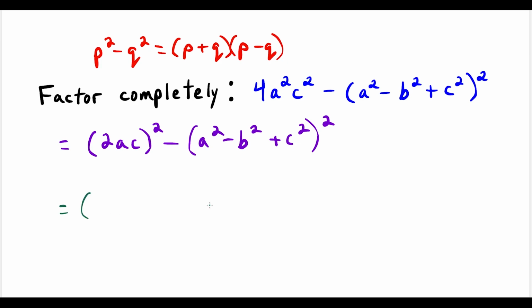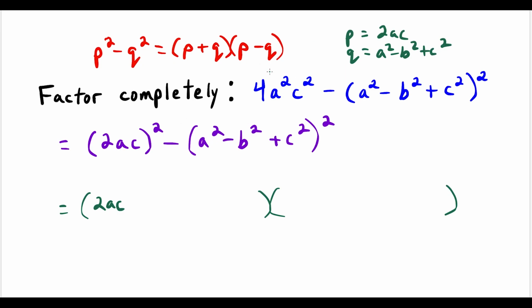Now the reason why I did this was because now I have something squared minus something else squared. So now we could write this as two factors. I'm just going to leave myself a bit of space here. Notice that the first thing we have is 2ac. So when we're using this formula, it's like I'm saying p is equal to 2ac, and then q, our next term, is going to be a squared minus b squared plus c squared. So that's how this is going to factor.